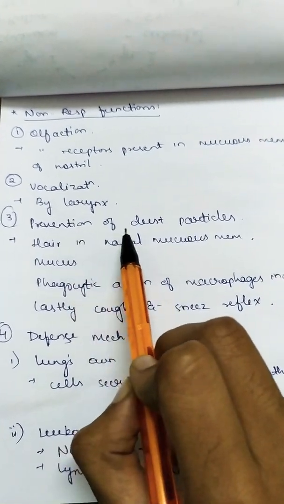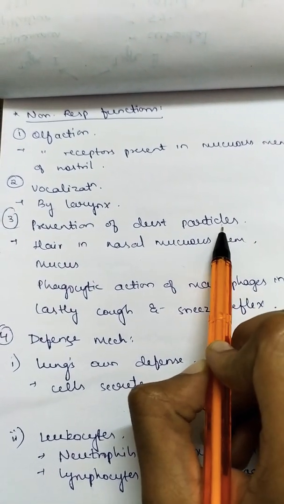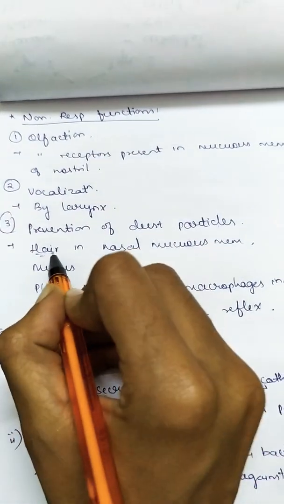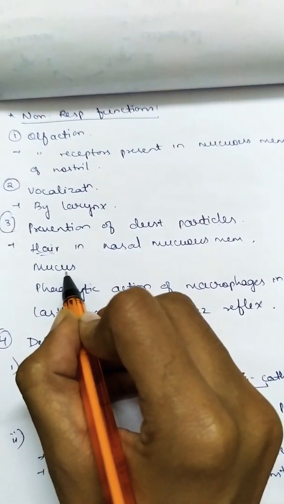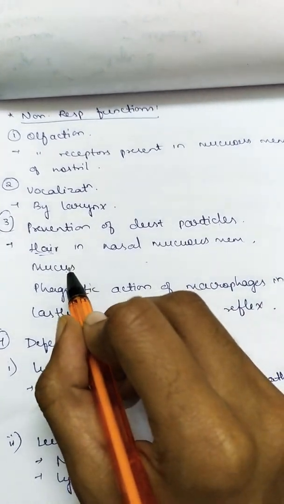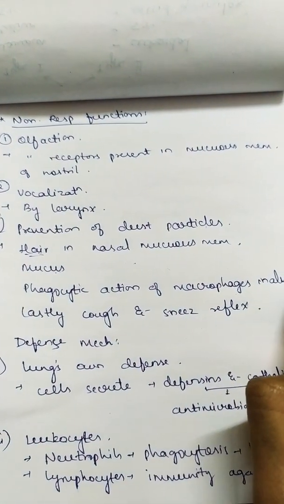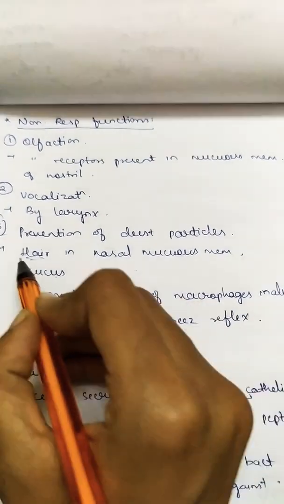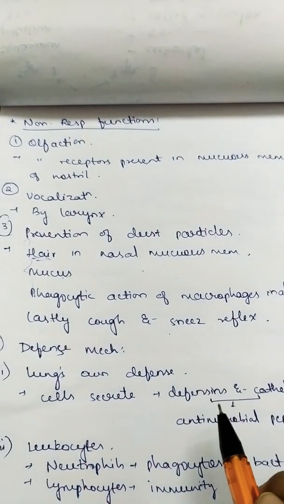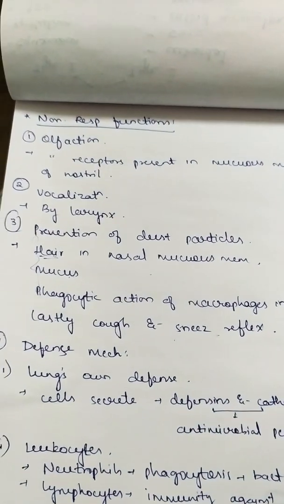Next, prevention of entry of dust particles. This is being possible firstly by hair in the nasal mucous membrane. If this fails, then it will be taken care by mucus in the nasal mucous membrane. If even that fails, then there will be phagocytic action of macrophages in the alveoli. If all the three fail, then we have cough and sneeze reflex. We will be studying cough and sneeze reflex in a short time.